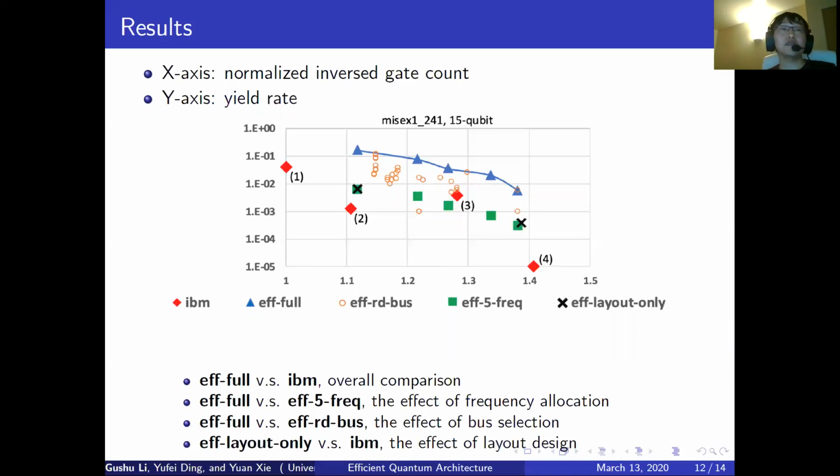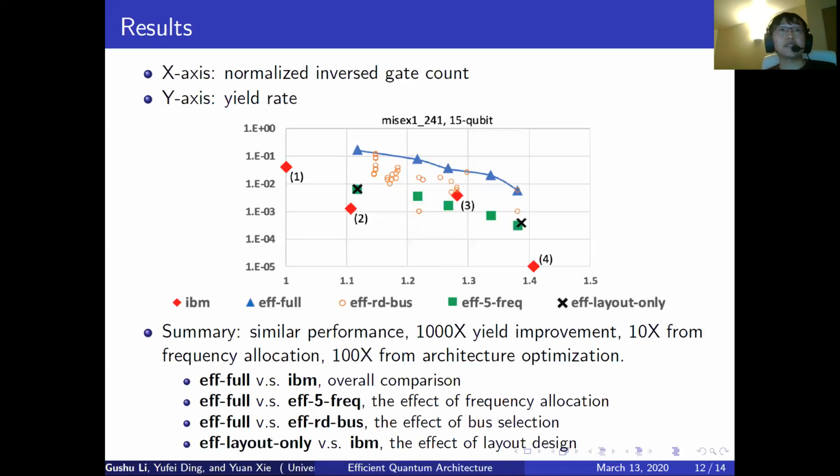We also have other experimental configurations to provide a breakdown about how each step in our design flow affects the final results, and you can check them in the paper. A brief summary of the result is that our architectures provide similar performance with about 1,000 times higher yield. And among them, about 10 times yield improvement comes from the third step, the frequency allocation itself, and about another 100 times yield improvement comes from the architectural optimization from the first two steps.